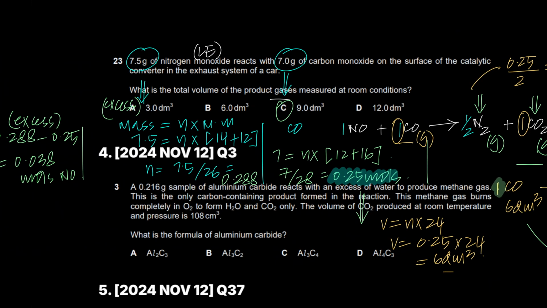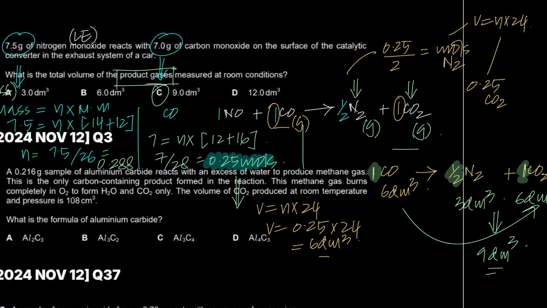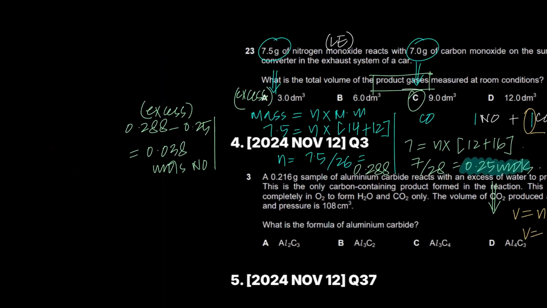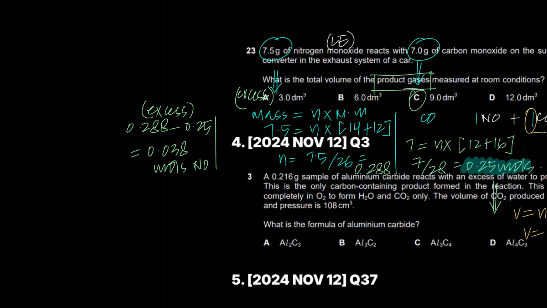The idea is, here the examiner has asked you what is the total volume of the product gases. Do you know why this was so crucial to specify? He only wants product gases. He wants nitrogen and carbon dioxide. You understand that you also have nitrogen monoxide, which was in excess.